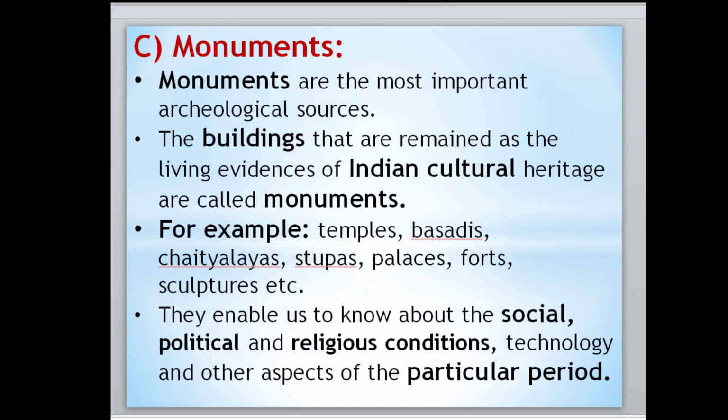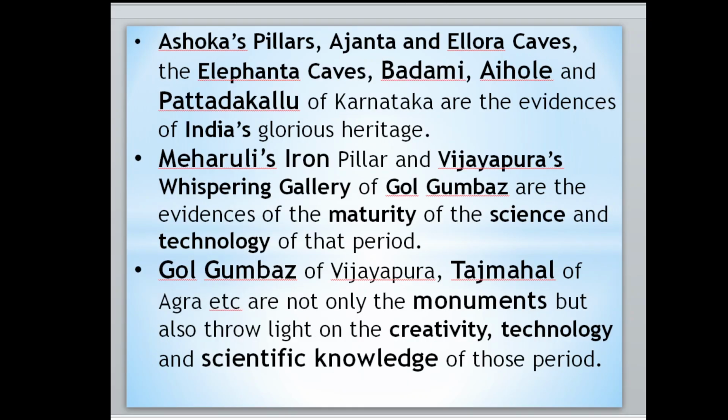Palaces and these buildings tell us about their history, their culture, their tradition, their religion, everything. They allow us to know about the social, political and religious conditions, technology, and other aspects of a particular field. Especially, they provide technical knowledge about that particular field. Ashoka pillars, Ajanta and Ellora caves, the Elephanta caves, Badami, Aihole and Pattadakallu of Karnataka are evidence of India's glorious heritage.